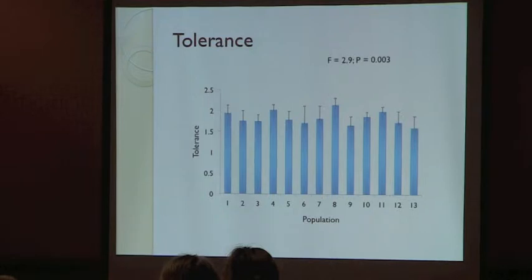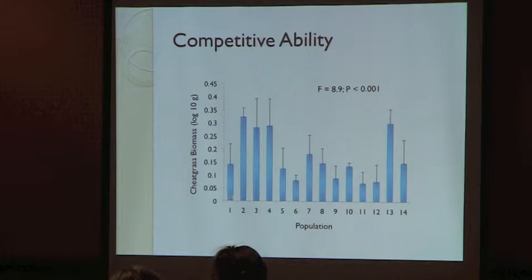So here's some results for tolerance. You can see we got a fairly significant relationship. There's definitely some variability between populations. Competitive ability is quite pronounced, though. We have over a threefold difference in cheatgrass biomass between pots. So, gosh, these guys appear to vary quite a bit in their ability to compete with cheatgrass.